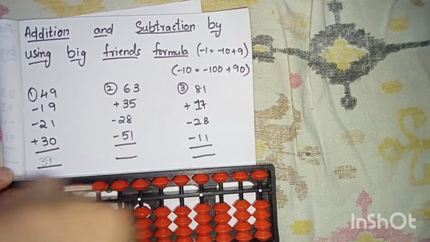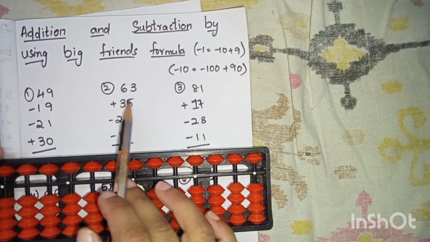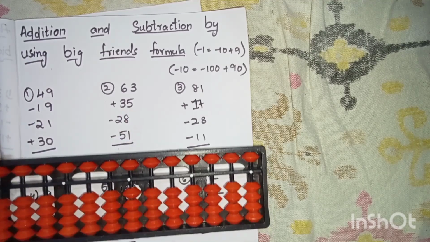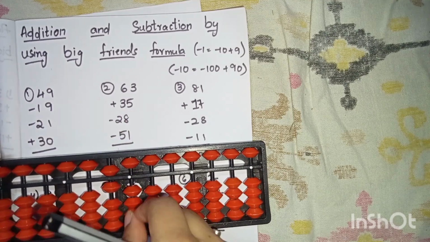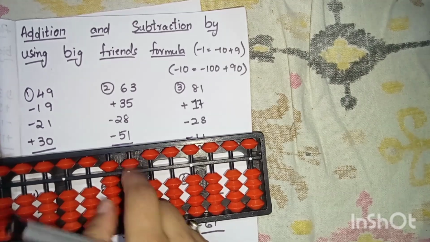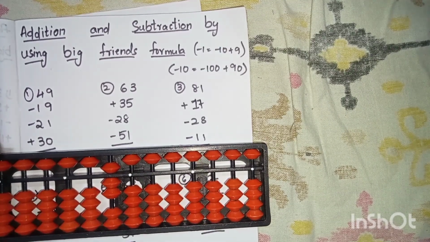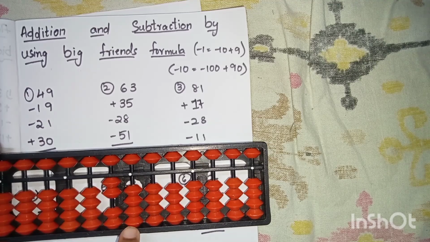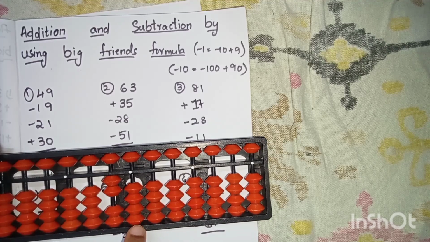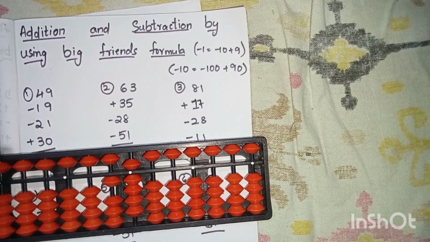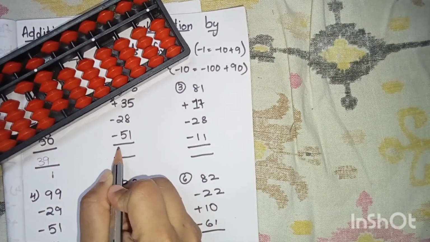Clear the scale. Next 63 plus 35 minus 28 minus 51. As it is in the ones place rod, minus 1 is not available, so I have to take minus 10 plus 9. So what is the answer now? 19.